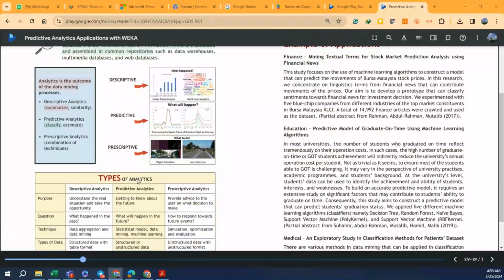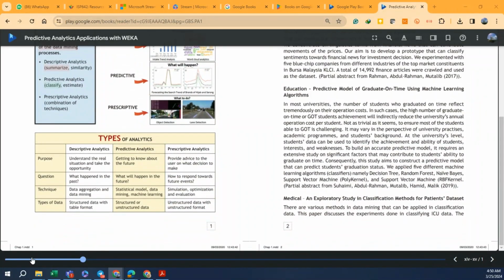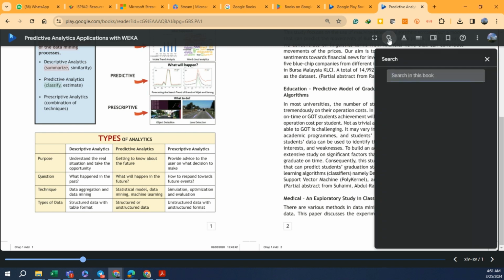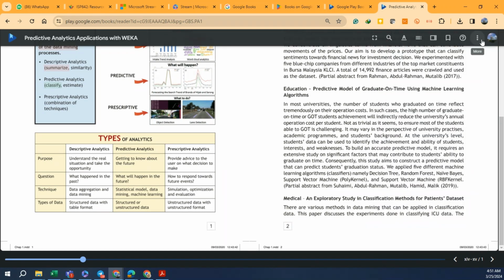Okay, so kat bawah ni dia ada cerita pasal type of analytics, the purpose, question, technique, types of data used. Okay, so boleh zoom tak?